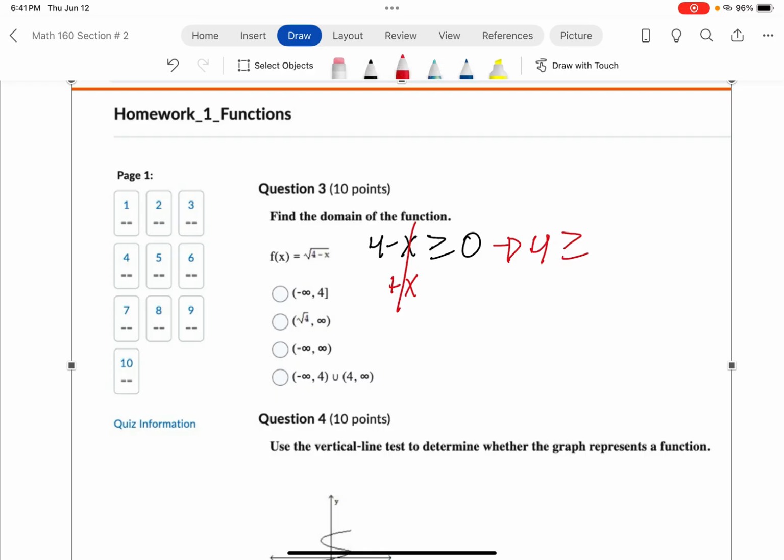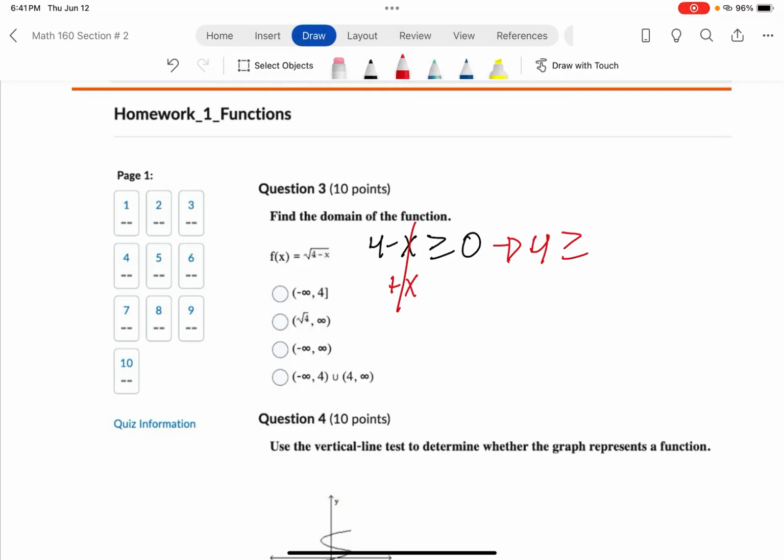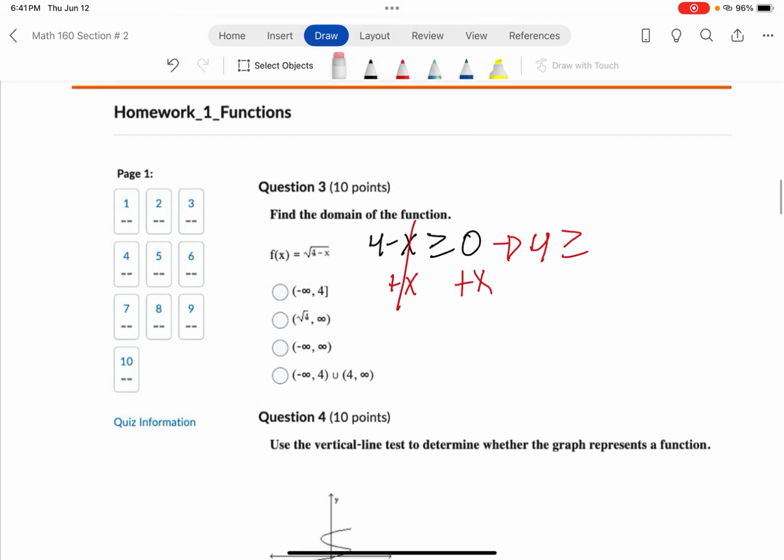In the other side, when I add plus x, I will remain with log x. I don't need to write the sign. If you want, you can write it. So I will remain with x in this side. So here it says that x is less or equal than 4. So all the values of x should be equal or less than 4.